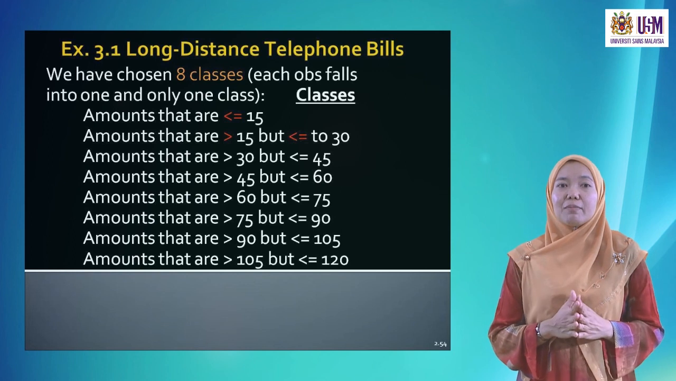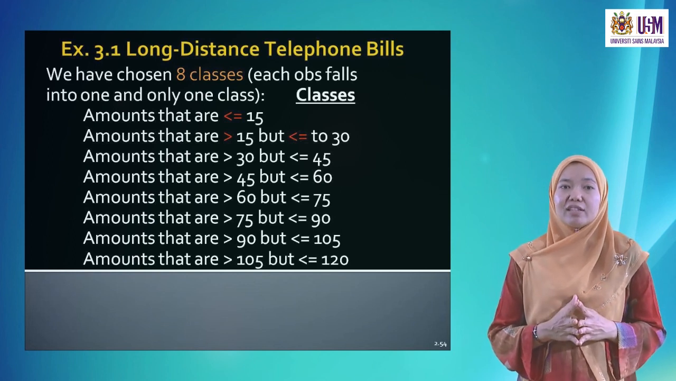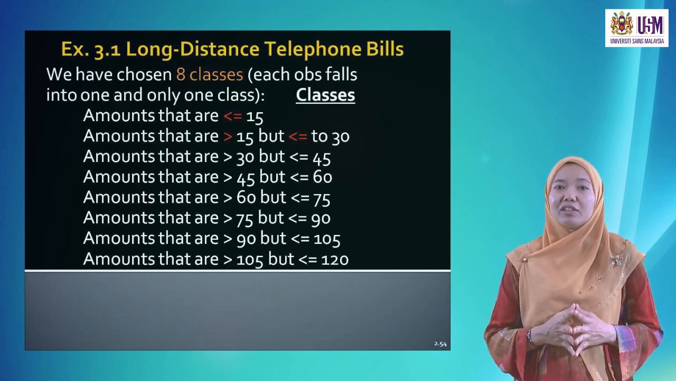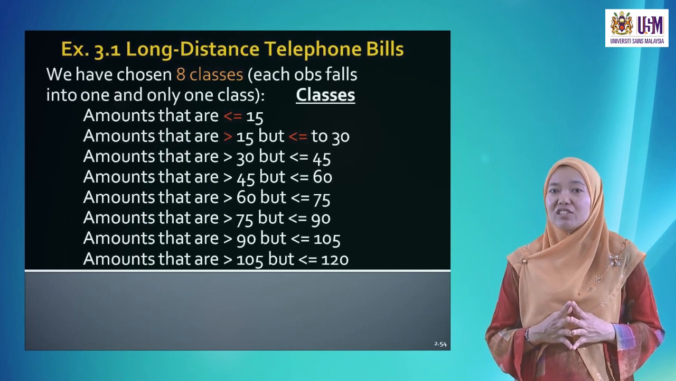We are still discussing example 3.1. Basically, example 3.1 is about long distance telephone bills in the United States.